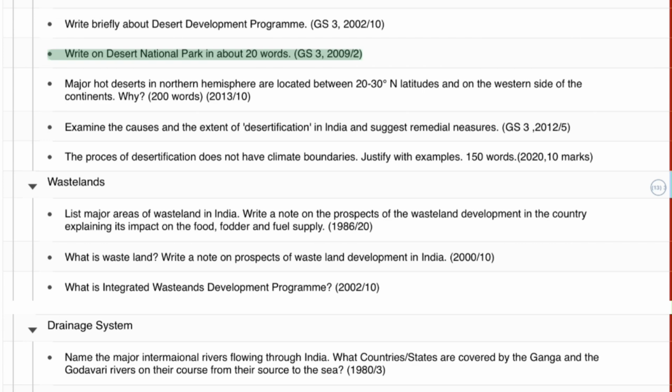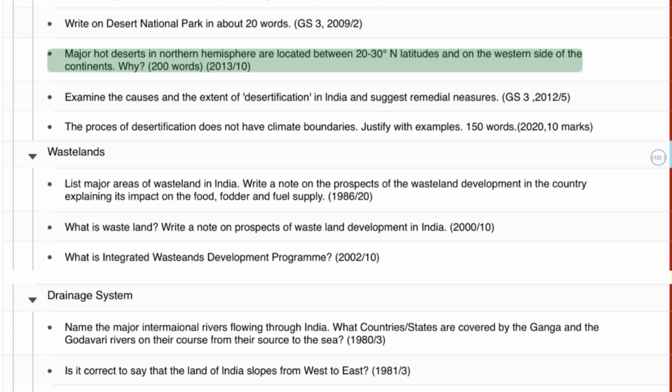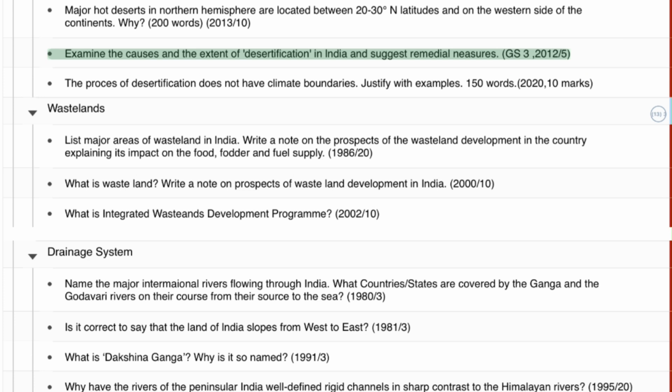GS3, 2009, 15 marks. Major hot deserts in Northern Hemisphere are located between 20 to 30 degrees N latitudes and on the western side of the continents. Why? 200 words. 2013, 10 marks. Examine the causes and the extent of desertification in India and suggest remedial measures.